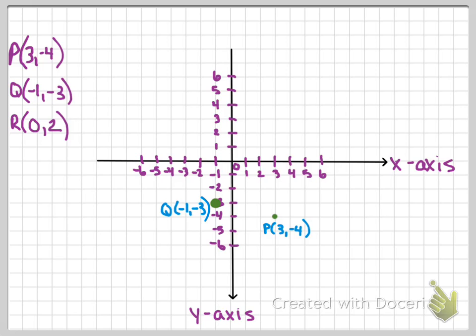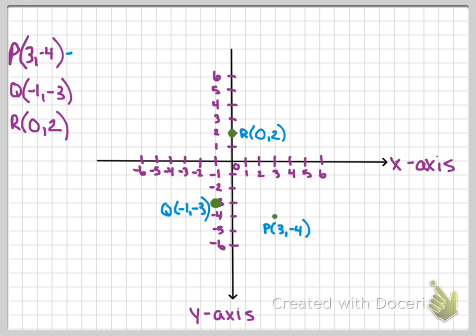All right, then for R, it's 0, 2. So do you go either way on the x-axis? No, you just go straight up 2, and it's R, 0, 2. Now we've plotted the points and labeled them. Now we need to figure out the location.